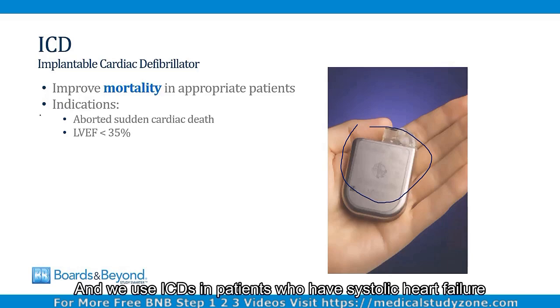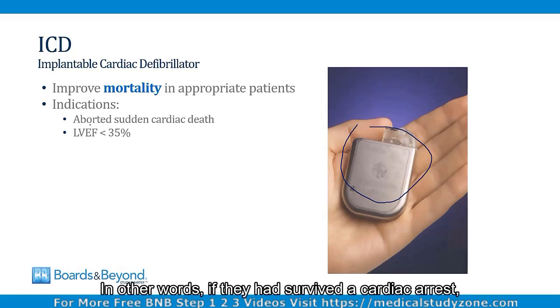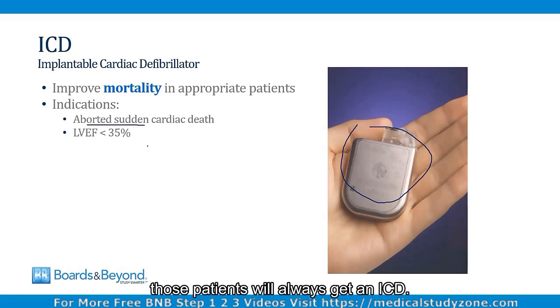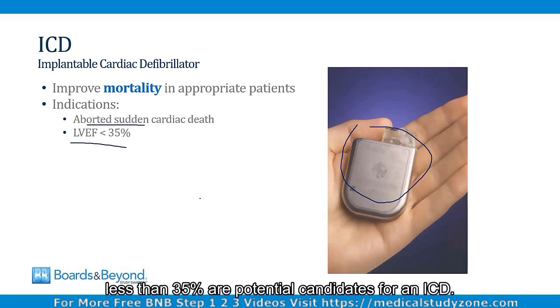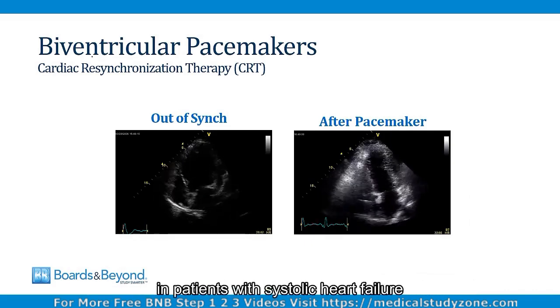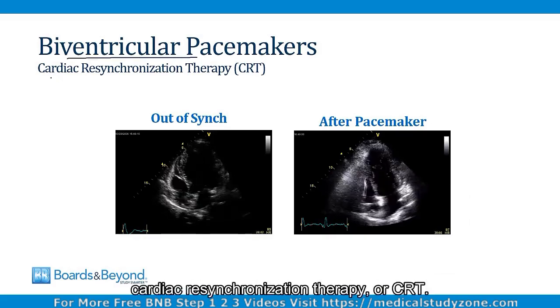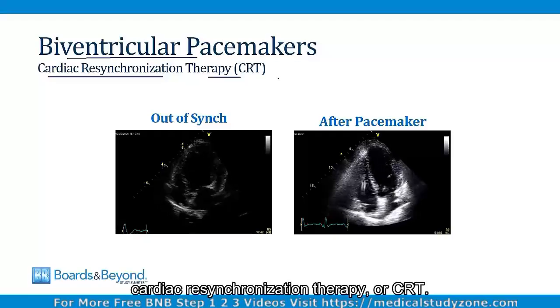And we use ICDs in patients who have systolic heart failure in a couple of situations. If they have systolic heart failure and they have survived a sudden cardiac death, in other words, if they had survived a cardiac arrest, those patients always get an ICD. And then most patients with a left ventricular ejection fraction less than 35% are potential candidates for an ICD. The second surgically implanted device that can be used in patients with systolic heart failure is called a biventricular pacemaker. It's also sometimes called cardiac resynchronization therapy, or CRT.